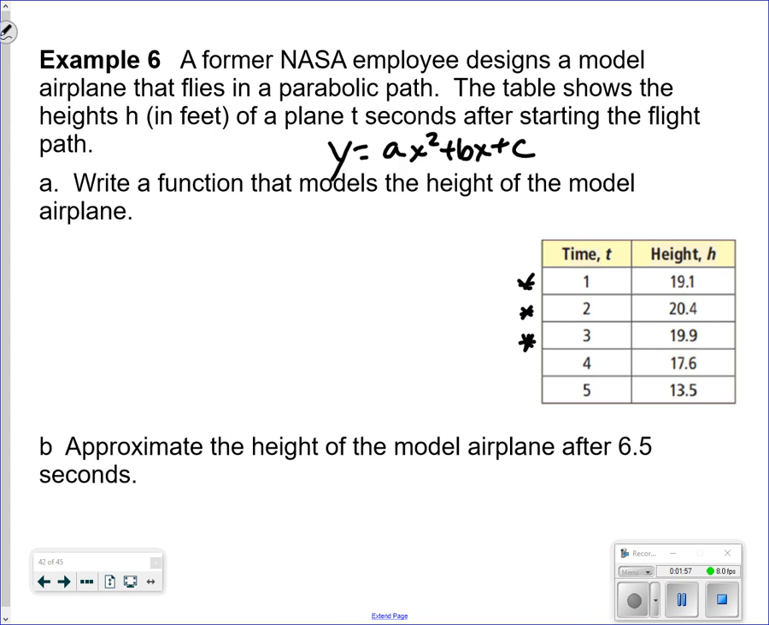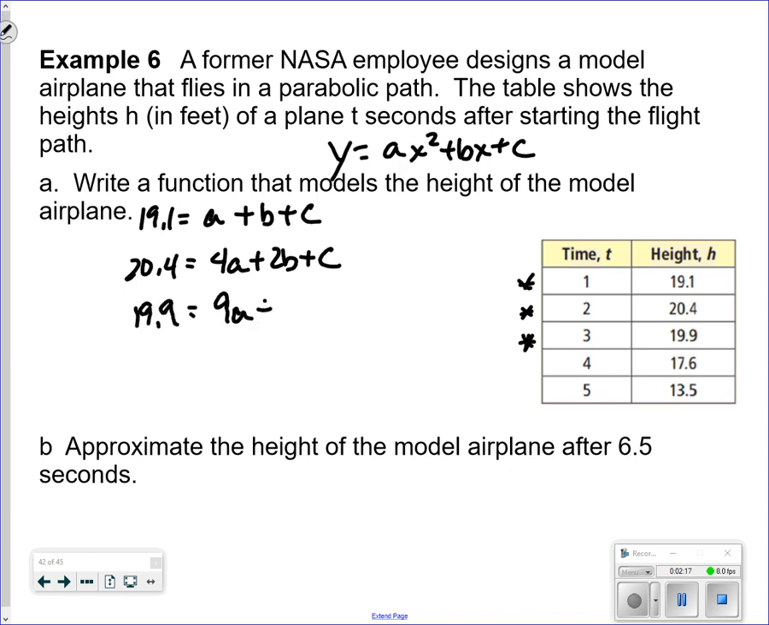So here we go. 19.1, and you're going to put 1 in for x. And then 20.4, and I'm going to put 2 in for x. And then 19.9, and I'm going to put 3 in for x. So now I have 3 equations with 3 unknowns. I need to get rid of one of the letters, and then I'll work from there.